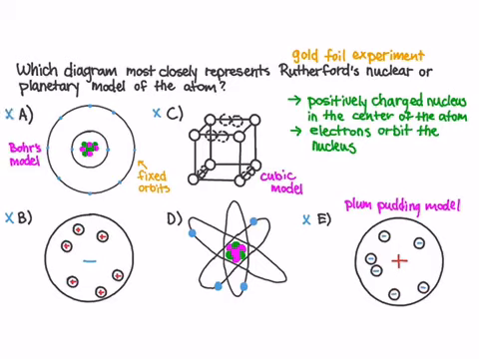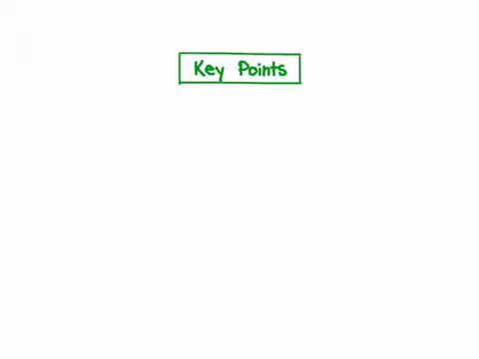So answer choice A isn't what we're looking for either, which leaves us with answer choice D, which is the correct diagram to represent Rutherford's planetary or nuclear model of the atom. So now that we've learned about all the different atomic models and worked some example problems, let's conclude with the key points for this video.